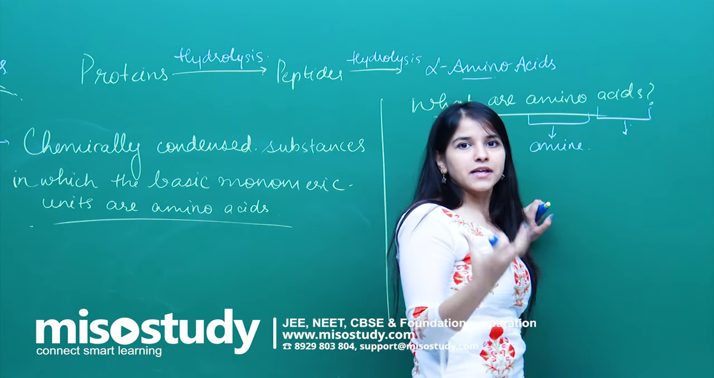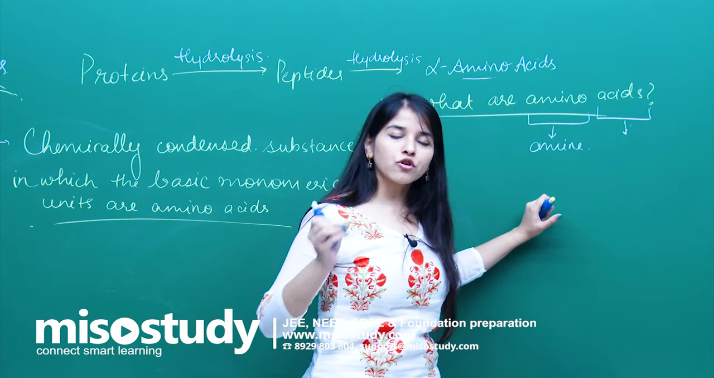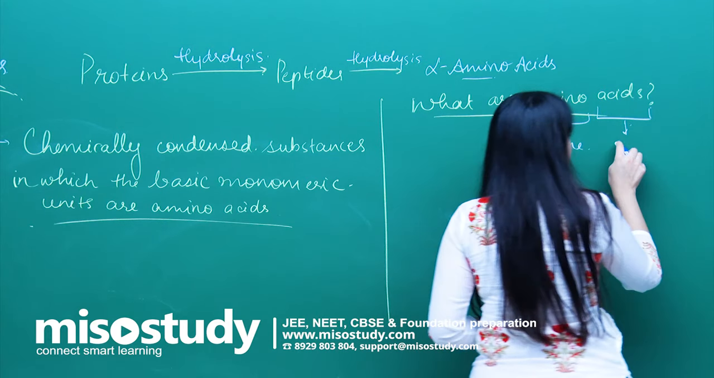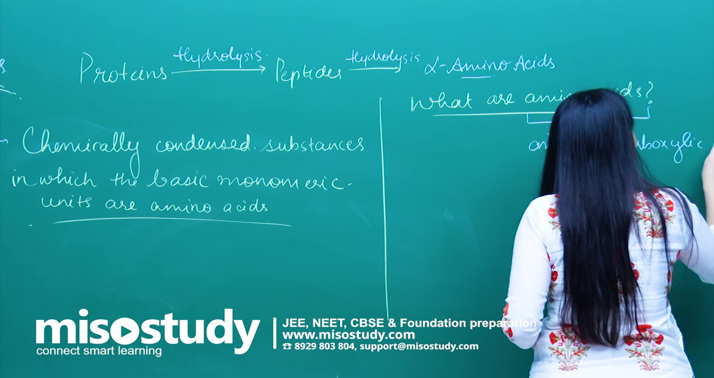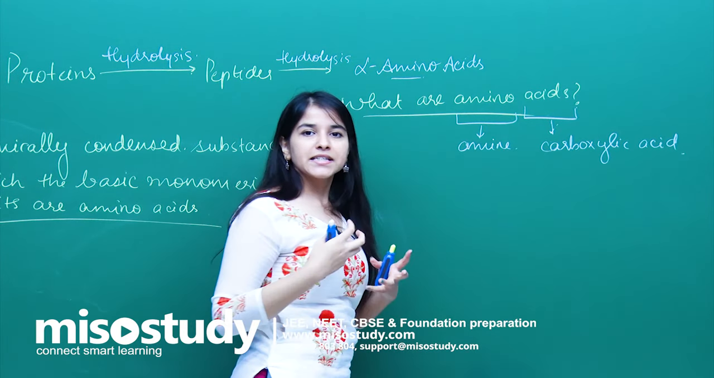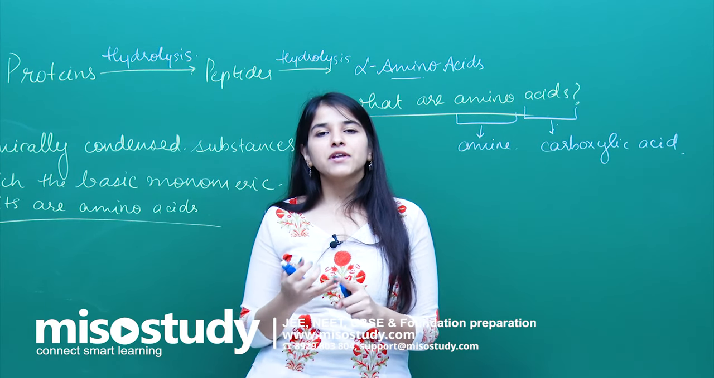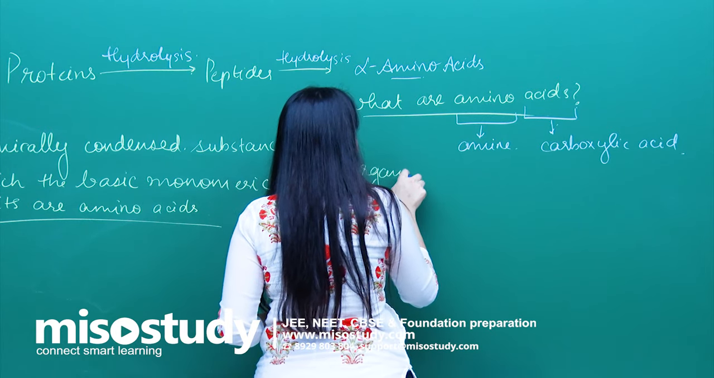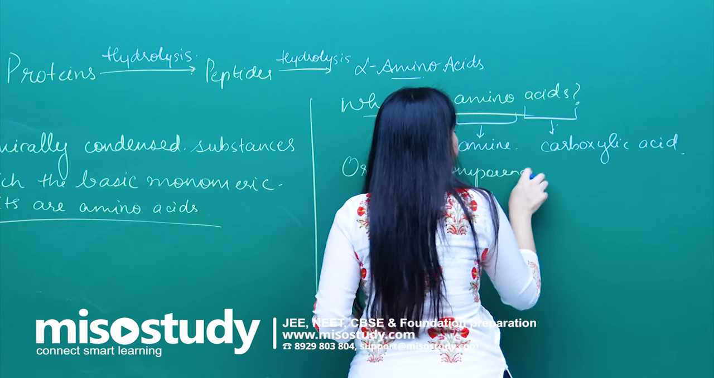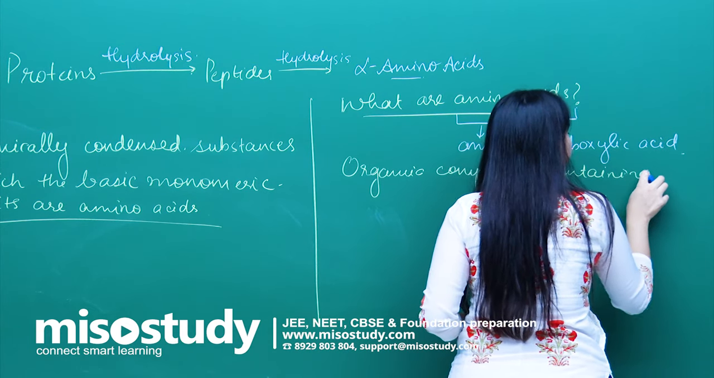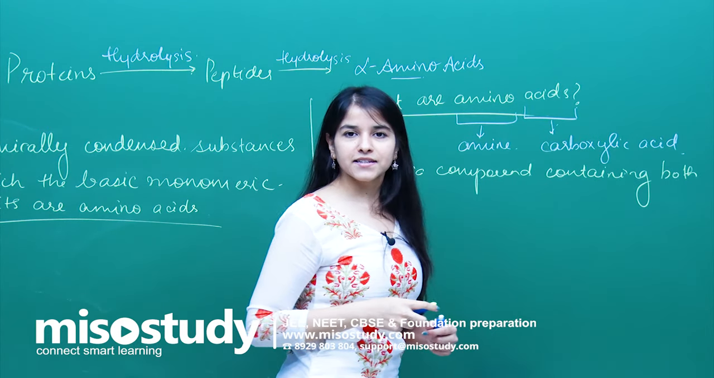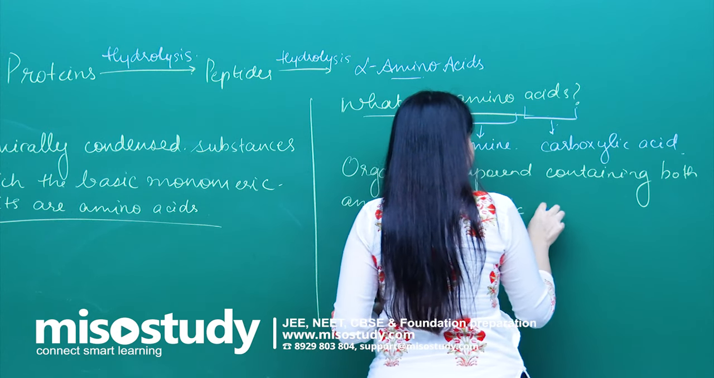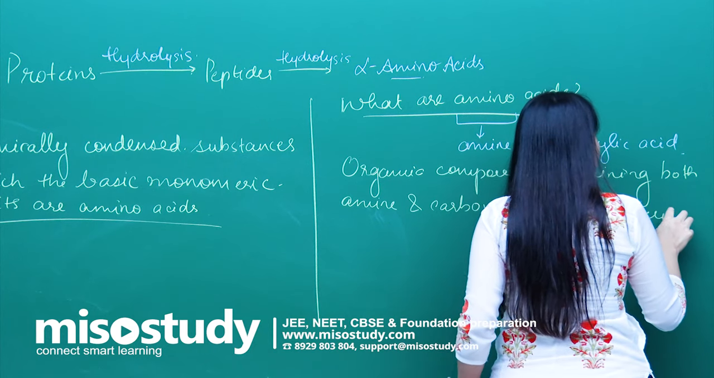So here it is not sulfuric or HCl, those kind of acids. No, I am talking about the functional groups here. So, the amino functional group, the amine functional group I am talking about, and COOH, that is the carboxylic acid. So, actually, amino acid is a kind of organic compound having both amines as well as the carboxylic acid. So, those are altogether known as amino acids. So, these are organic compounds containing both amine and carboxylic acid as functional groups.